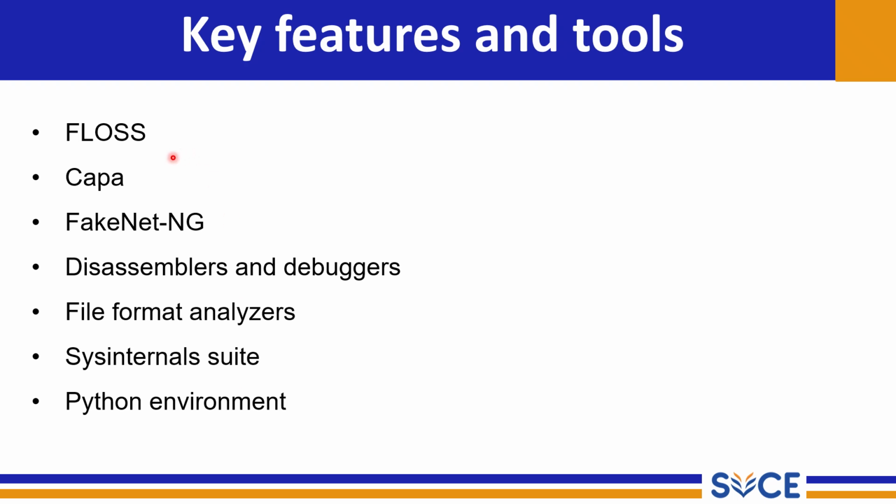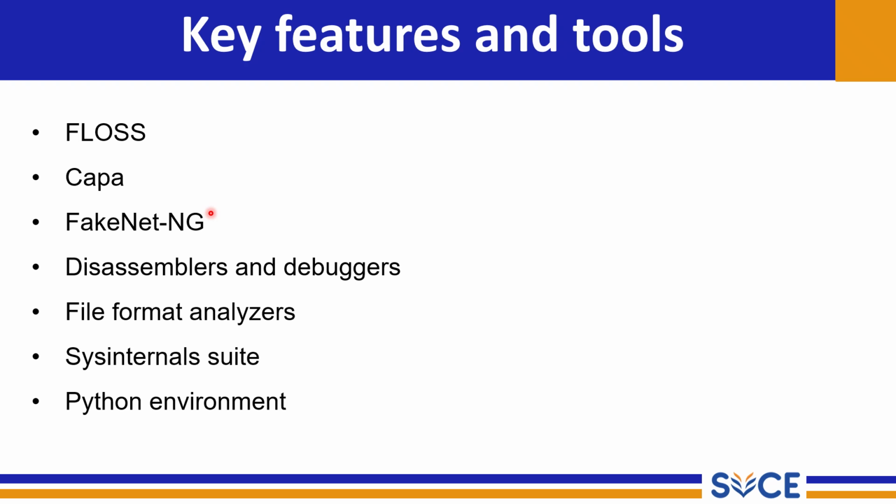Okay, now let us discuss FLOSS, a tool that uses advanced static analysis to extract obfuscated strings from malware. And next, capa, a utility for automatically detecting capabilities in executable files based on a community-driven rule set. Okay.